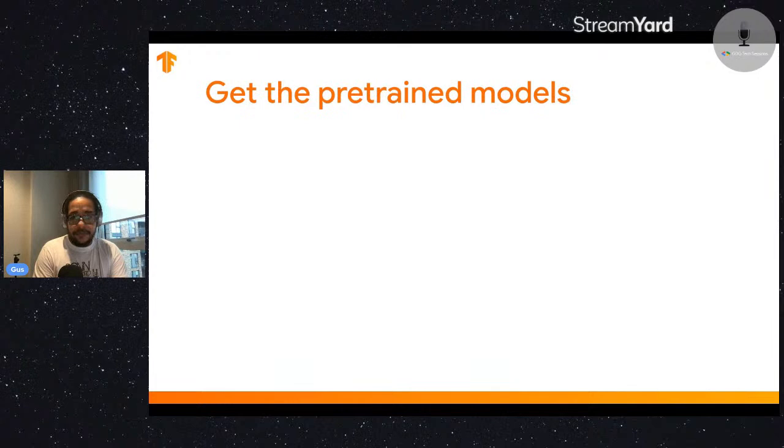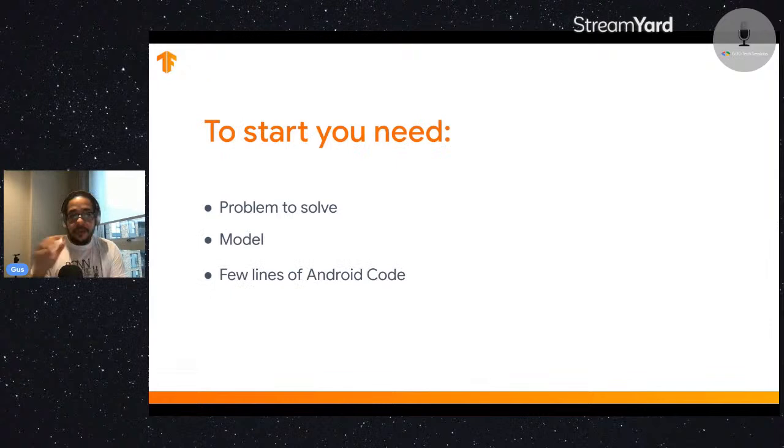Let's start by getting pre-trained models. So how do you get pre-trained models? When you say pre-trained models, let's go back here. I told you models are the result of a training. You get the data, you give it to the algorithm, the neural network for example. It will learn and create a model. This model is what we call the pre-trained model. It was trained.